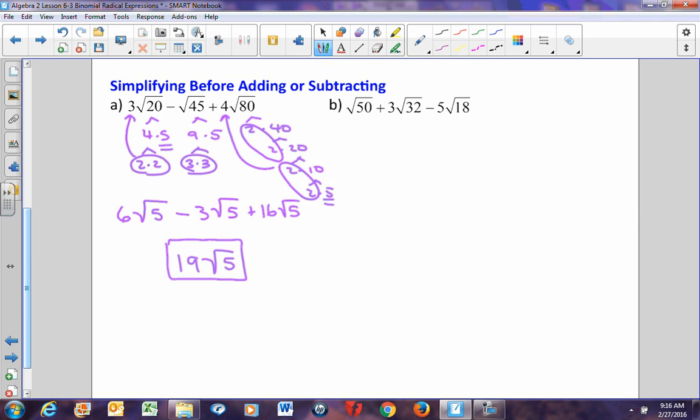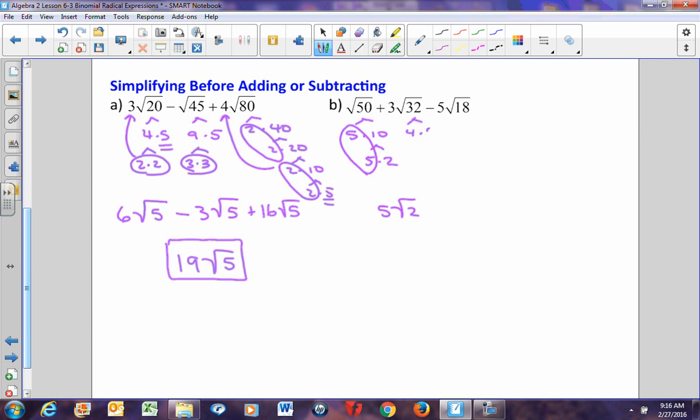All right, here we go. The square root of 50 plus 3 square roots of 32 minus 5 square roots of 18. Again, I'm going to simplify. This is going to be 5 times 10, which is 5 times 2. So square root of 50 is 5 square roots of 2.